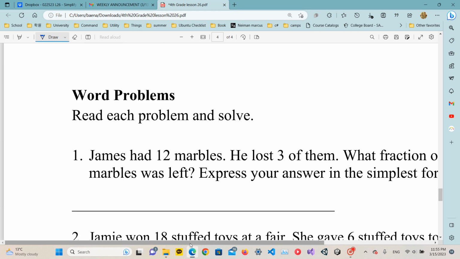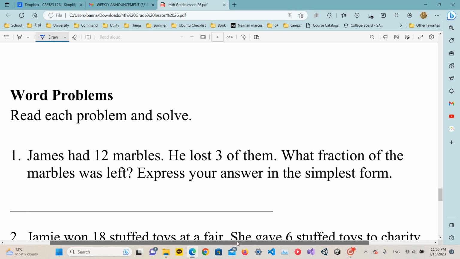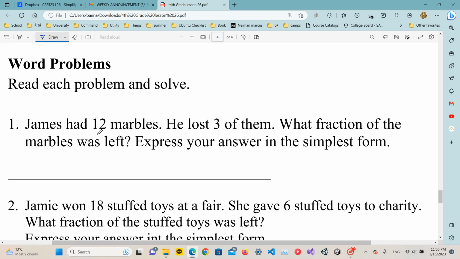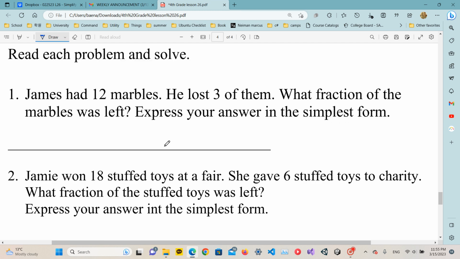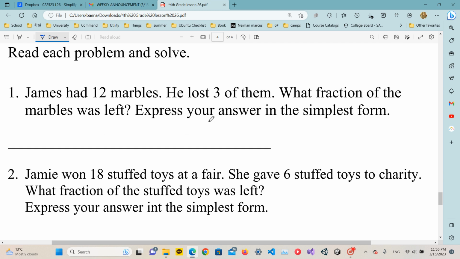Okay, let's do some word problems. Number 1. James had 12 marbles. He lost 3 of them. What fraction of the marbles was left? Express your answer in the simplest form. So 12.